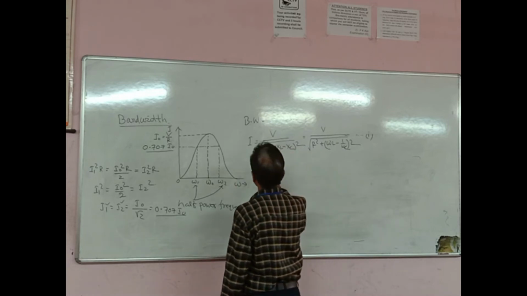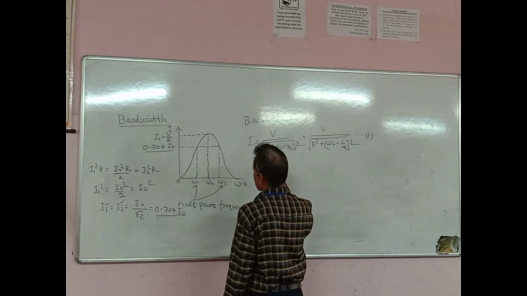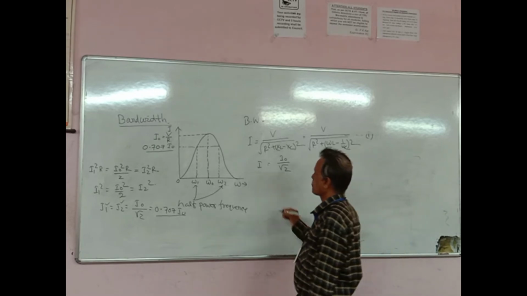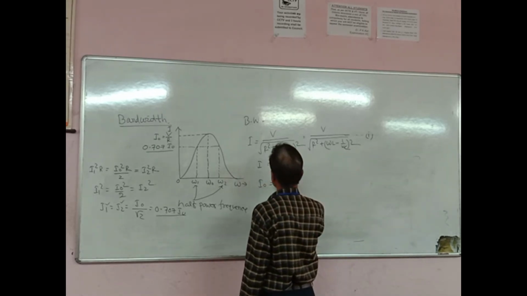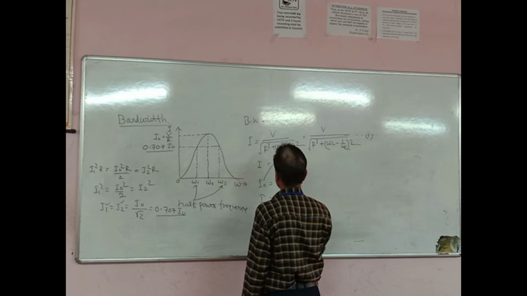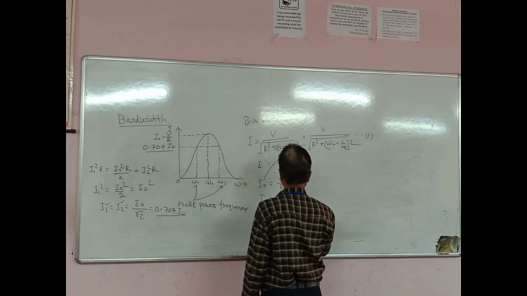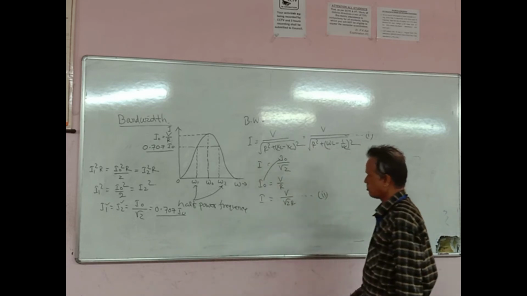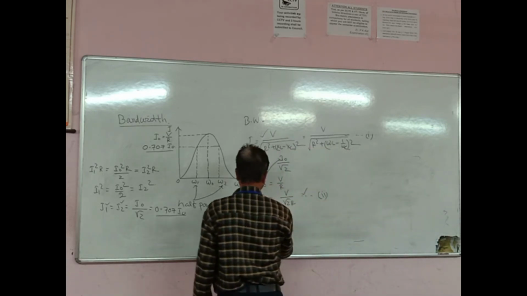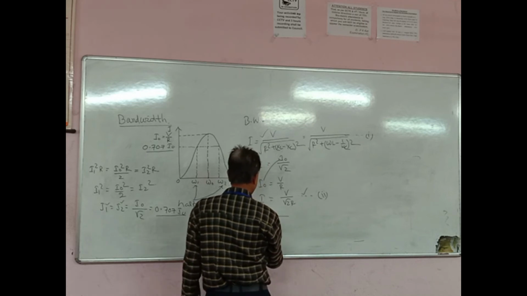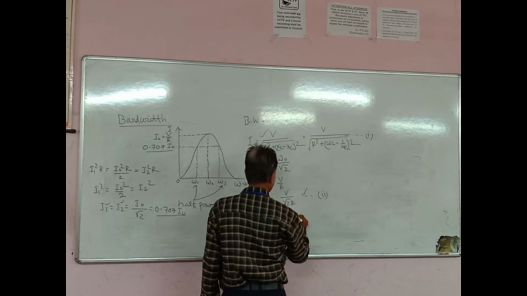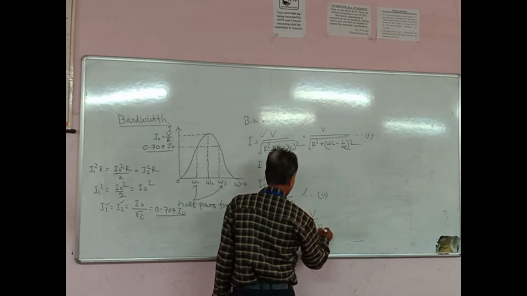Now we know that the half power current I is equal to I0 by root 2. But at resonance, we know that I0 is equal to V by R. Putting this I0 here, we get the half power current I equal to V by root 2 R. Suppose this is expression 2. Equating these two expressions, we get V divided by the square root of R square plus (omega L minus 1 by omega C) square, equal to V by root 2 R.